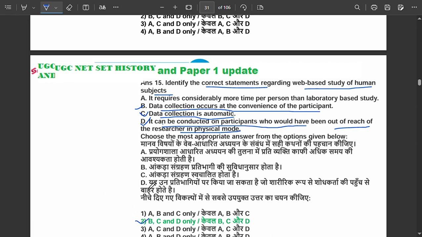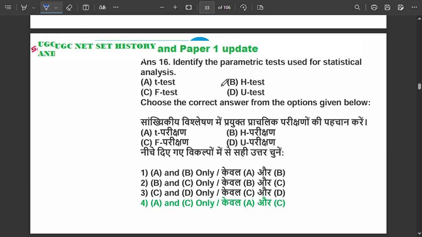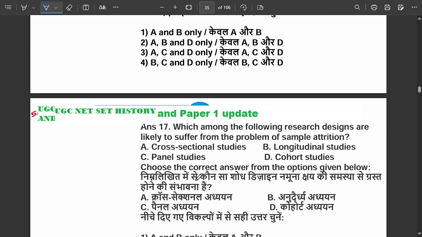Next, question number 16. Identify the parametric test used for the statistical analysis. T test and F test was the correct answer. Option number 4 was the correct answer. A and C.